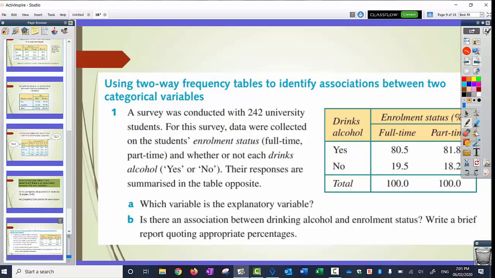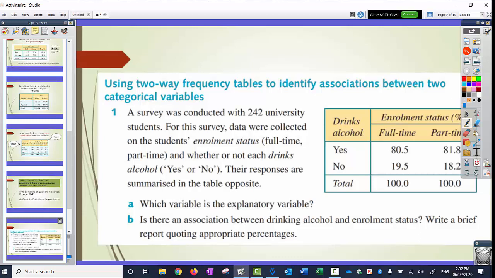That's the answer to part A. I've just given you the answer to part A. Did you get it? Which variable is the explanatory variable? Enrollment status. You've got to give the words. This will be like the heading of the x-axis, and that'll be the heading of the y-axis. And these are the tick marks, full-time, part-time, whatever.